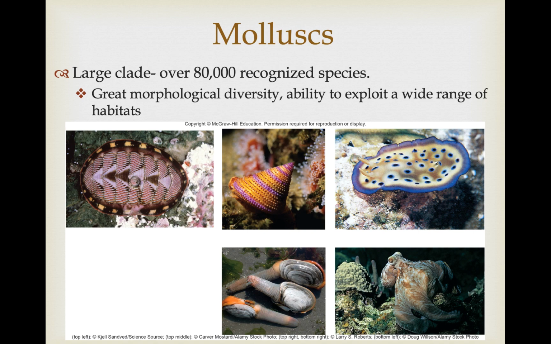And this morphological diversity is associated with their exploitation of a wide range of habitats. So they're basically in all habitats: freshwater, marine, polar waters, tropical waters, and some of them have even invaded the terrestrial environment. So here are some examples. So we have a chiton, we have a snail, we have a nudibranch, a sea slug, an octopus, and some bivalves.